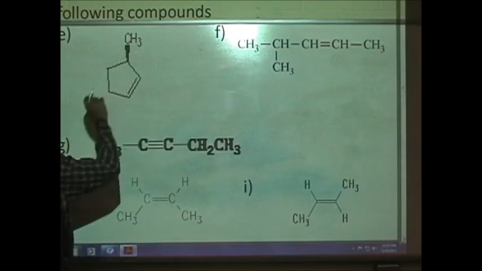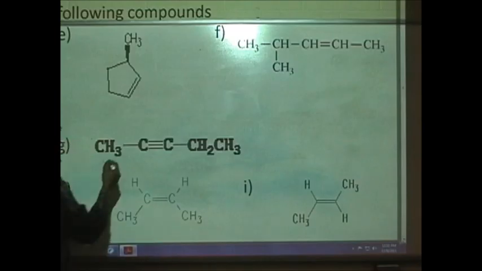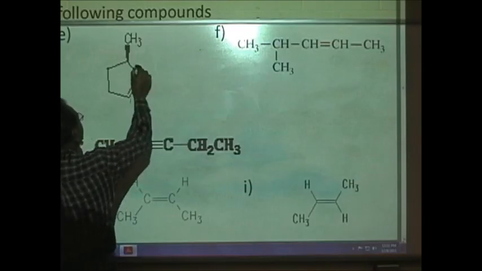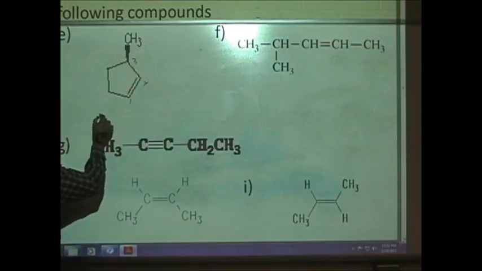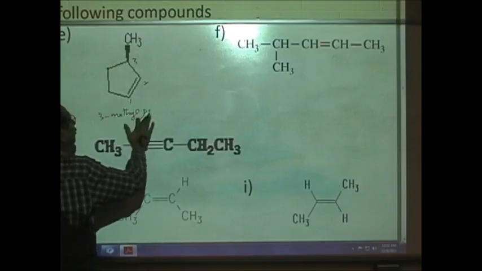Okay, this one is propene. No, pentene. I always get that. Okay, 1, 2, 3. Okay, we already did that. 3-methylpentene, cyclopentene.